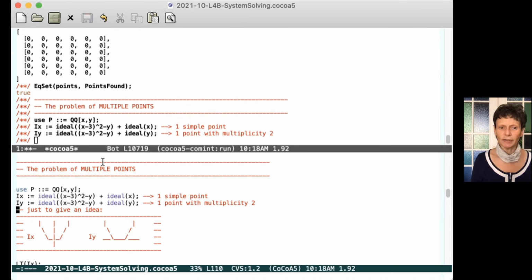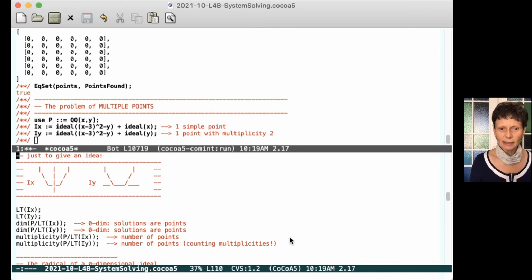So let's see a very trivial example. I set up the plane, and I consider this parabola intersected with a vertical line and with a horizontal line passing through the origin. They both intersect in the same point, the origin, the point (0,0). But in this case, the intersection has multiplicity 1, and in this case, the intersection has multiplicity 2.